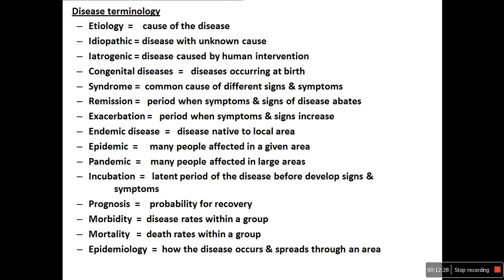الانكيوبيشن طبعا احنا عارفين, incubation, a latent period of the disease before developing signs and symptoms. هي latent disease أو initial البدائية. Incubation أو فترة الحضانة هي latent period of the disease before developing signs and symptoms.